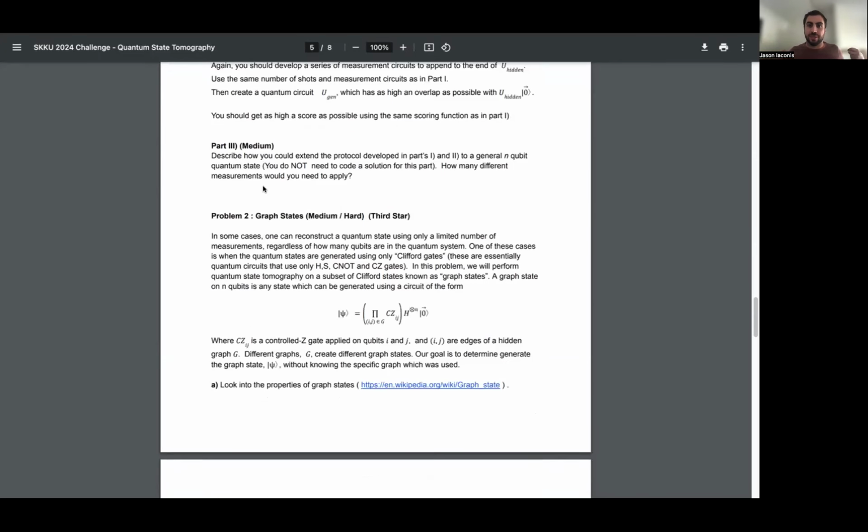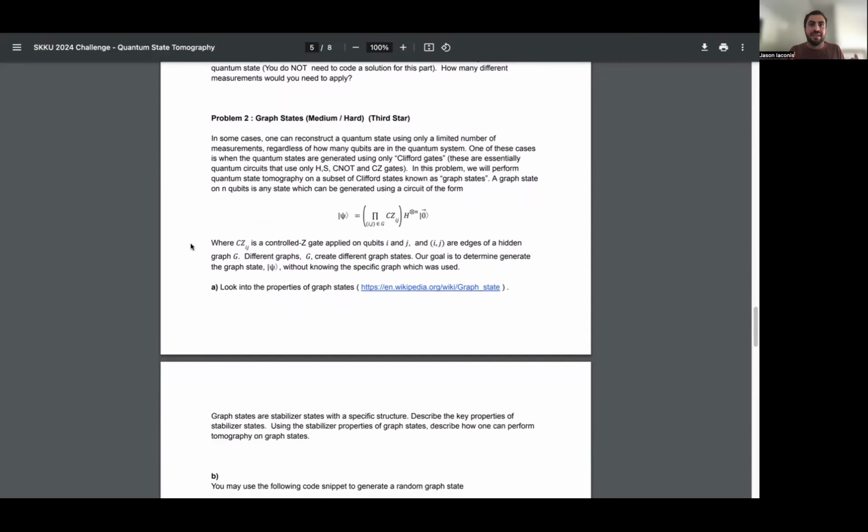And then part 3 is just to describe, no need to code up a solution here, how you would extend this protocol to even more qubits. You're going to need to measure in more bases in this case and take more shots, but just describe how you would extend it and how many different measurements you would need to apply.